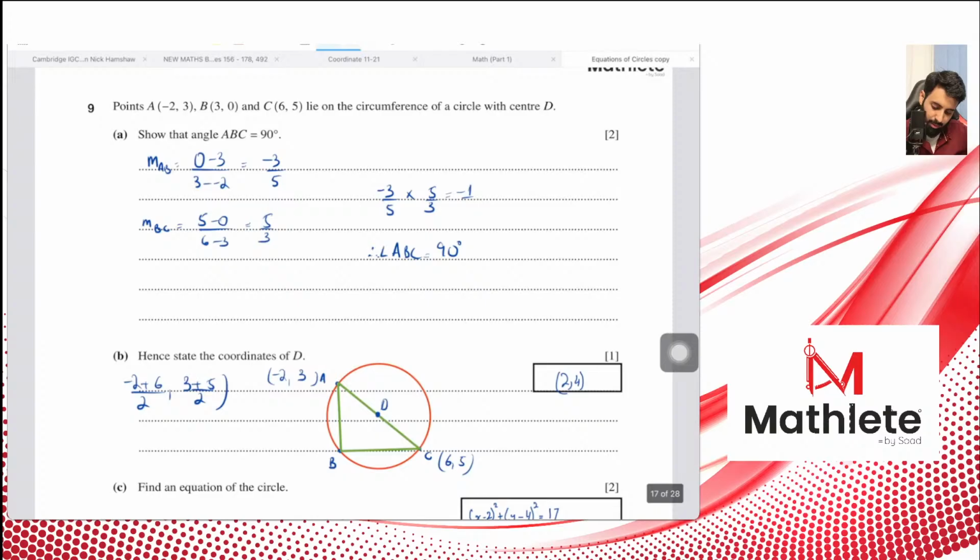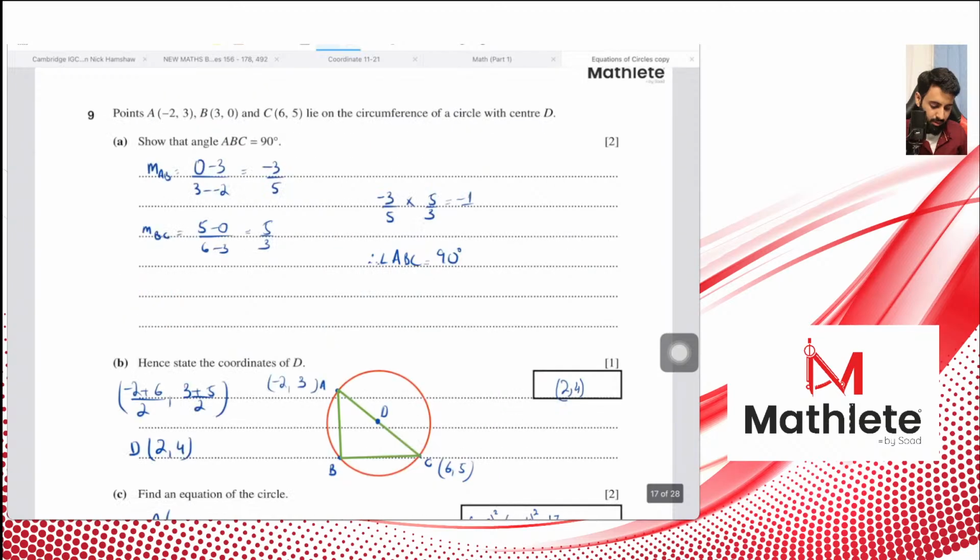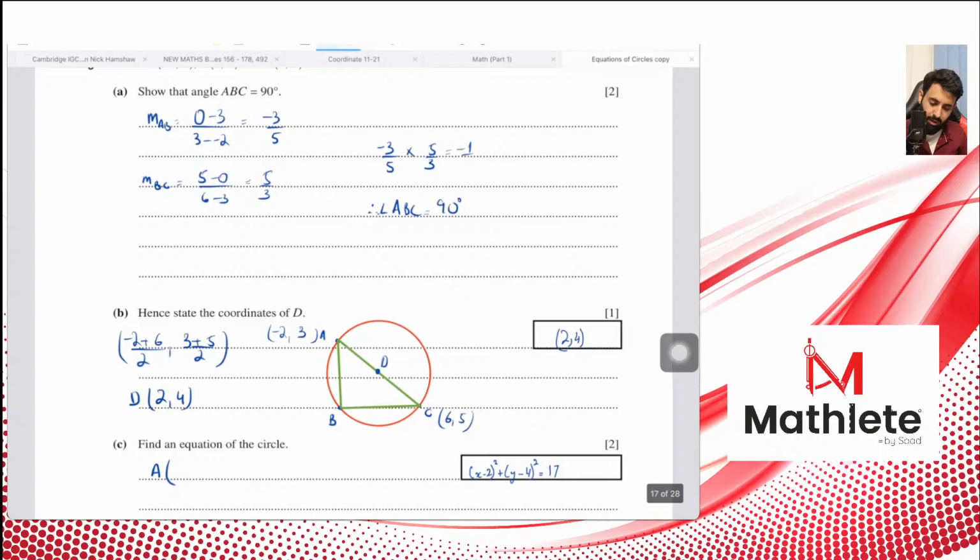Okay, now here's another question. Find an equation of the circle. So now that we have the coordinates of the center, you can use any 2 points, in the sense that you can use A with the center D, or you can use CD or BD, any one of the 2 points to find out the radius of the circle. So let's say we use A and D.